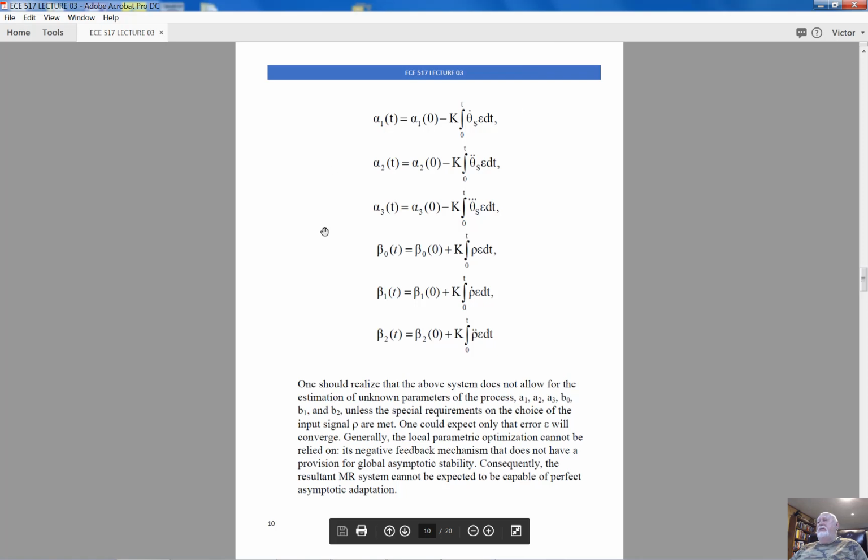Well, if you follow the MIT rule, obviously the adaptation mechanism is as follows. In order to get adjustable parameter alpha 1, it should be defined as its initial value plus this integral of the rate of change. Parameter alpha 2, as a function of time, should be defined as its initial condition minus this integral, and so on.